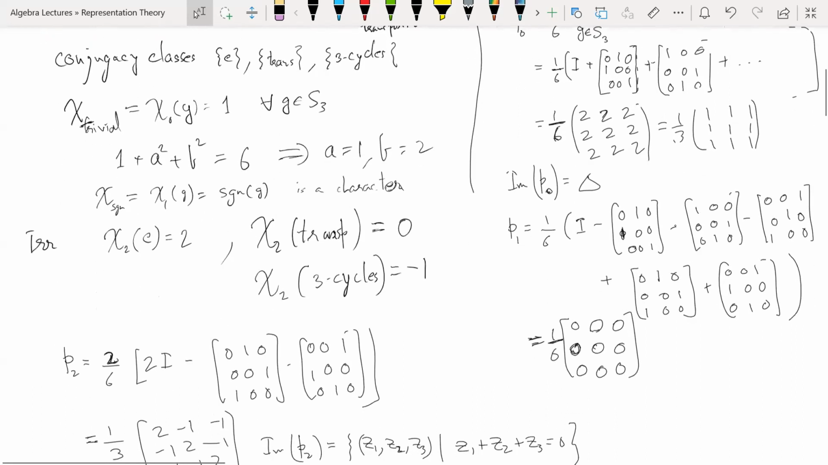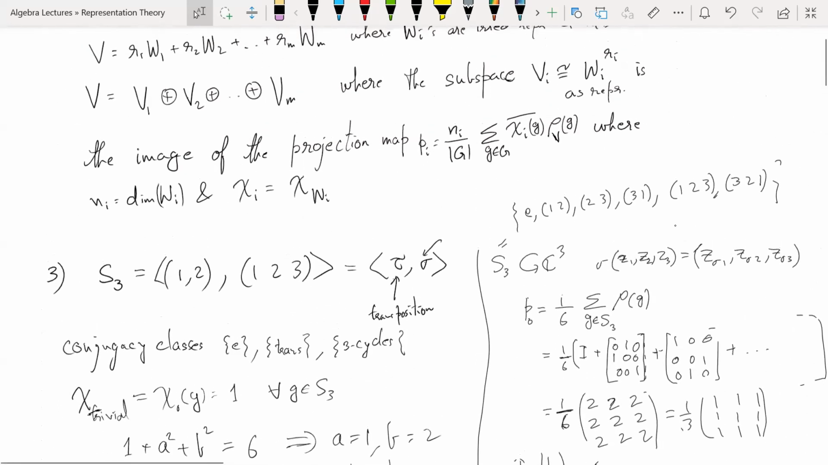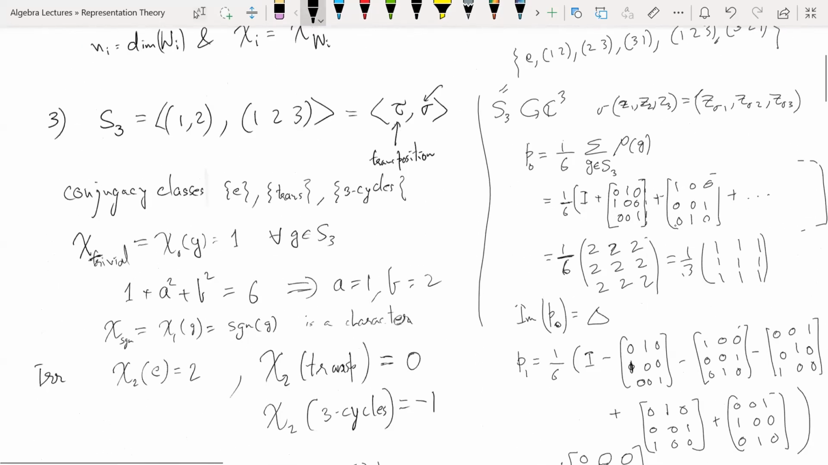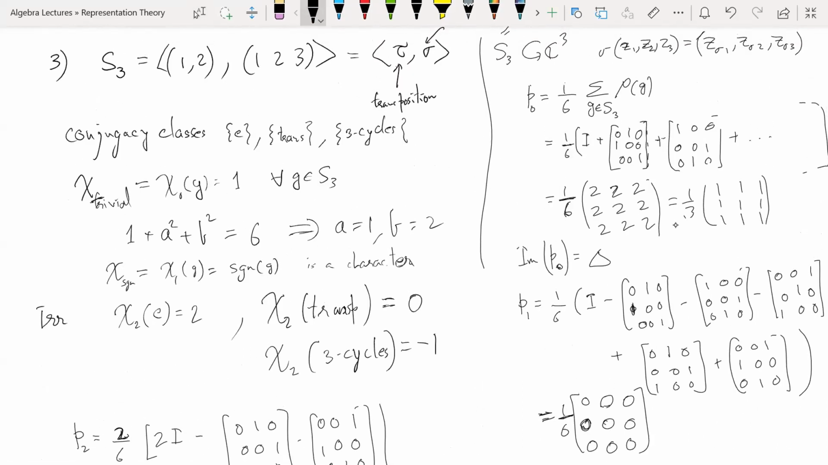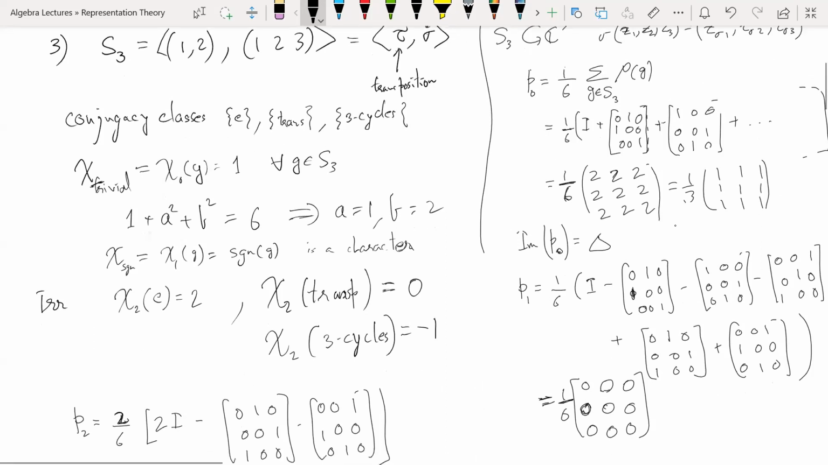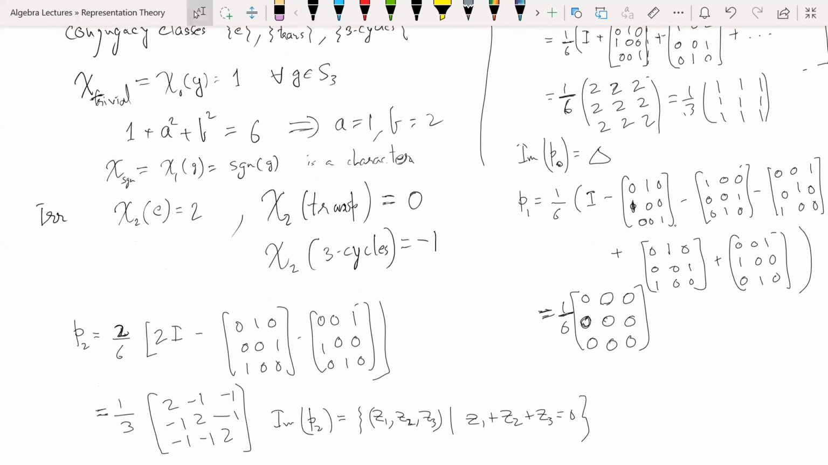Then finally, for P2, you can use the same formula. Now n2 is 2, and the order of G is still 6. So you get 2/6. And now the formula is chi2 bar of identity, which is 2, so you get 2 times I. Chi2 bar is also 2 times I, and then chi2 of the transpositions is all 0. So it simplifies our calculation. We can forget the first 3 terms here. And then for the 3-cycles, we get -1. So you have to subtract this and subtract this.